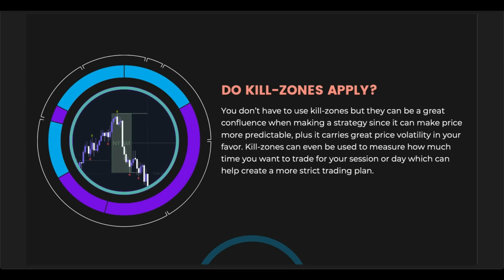Now, this is actually a question I used to have when I first started trading, especially when it came to supply and demand. So, do kill zones apply? You don't have to use kill zones, but they can be a great confluence when making a strategy, since they can make price more predictable, plus they carry great price volatility in your favor. Kill zones can be used to measure how much time you want to trade for your session or day, which can help create a more strict trading plan. So no, you don't need kill zones when it comes to trading supply and demand.